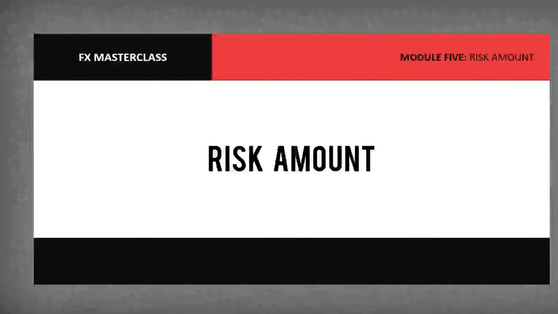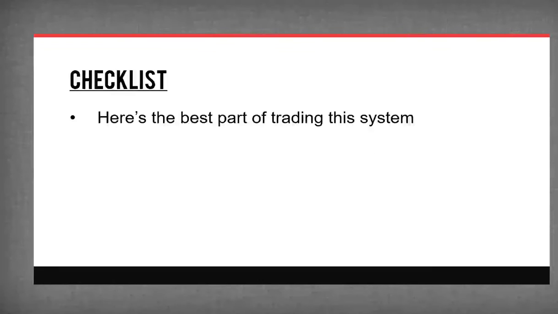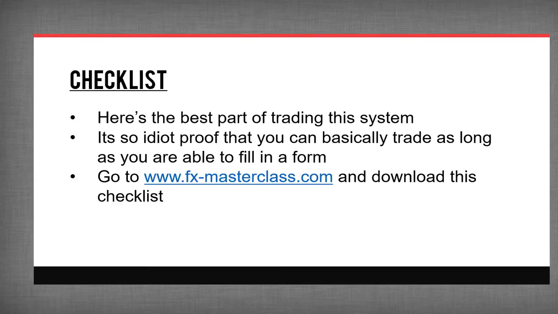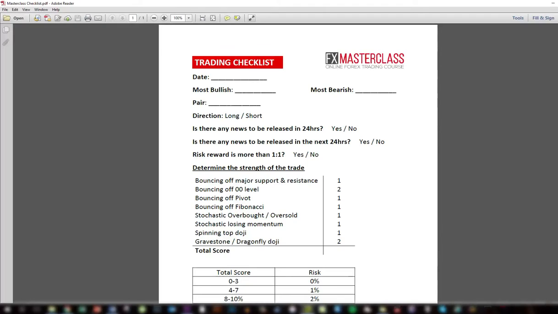In this video, we'll be going through how you determine your risk amount. So firstly, we use this checklist method for trade sizing. I personally find it the best part of trading this system. In fact, it's so idiot-proof that you can basically learn to trade as long as you're able to fill in a form. Now to get the checklist, you have to first go to fxmasterclass.com to download it.